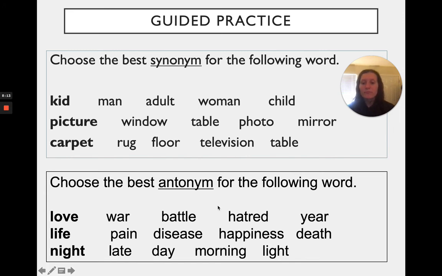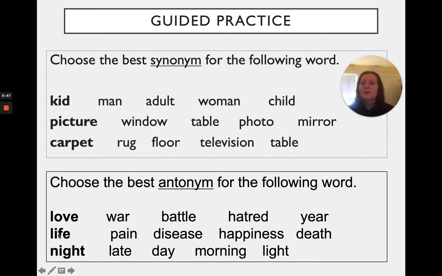All right, now let's look at 3 more words, but this time we want to choose the best antonym for the following word. So remember, this time it's opposite. We want to look for the opposite. So first up, we have the word love. So we have war, battle, hatred, year. So remember, we want the opposite of love. And we know that the opposite of love would be hatred.